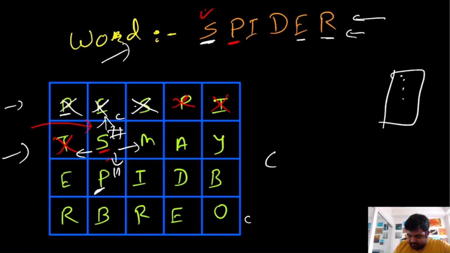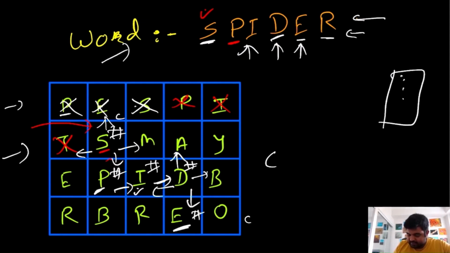So again we will repeat the same process. We will mark this as a hash. We'll try to find the word I, we will find over here. So again we will mark this as a hash, and we will try to find D in the neighbor of this I. So we find D over here. So again we will mark this as hash. We will update the word we are looking for, and now we will try to search for E inside these neighbors, and we can find it over here.